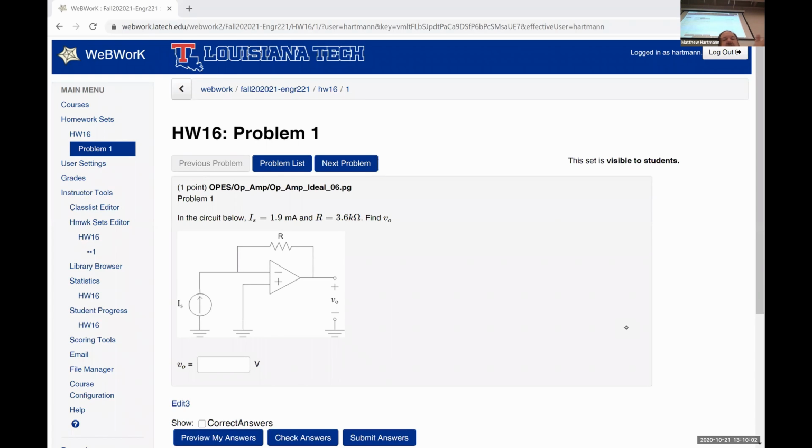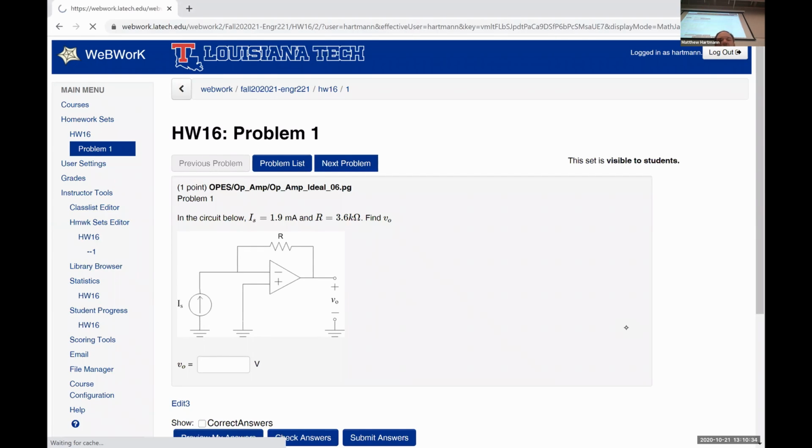1.9 milliamps times 3.6 kilo ohms, whatever that happens to be. So the polarity of that voltage drop is going to be positive on the left-hand side of the resistor and negative on the right-hand side of the resistor. So if we wrote a Kirchhoff's voltage law loop starting at the ground of the non-inverting terminal, we would have the voltage drop over the resistor plus the output voltage is equal to 0, which means the output voltage is just negative the voltage drop over the resistor. Again, we could effectively do this in our head.